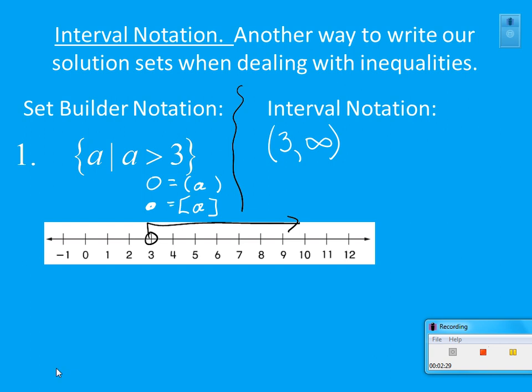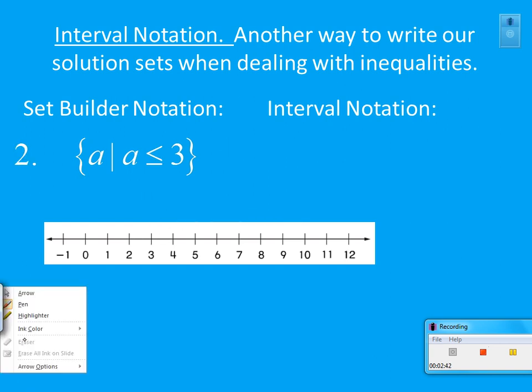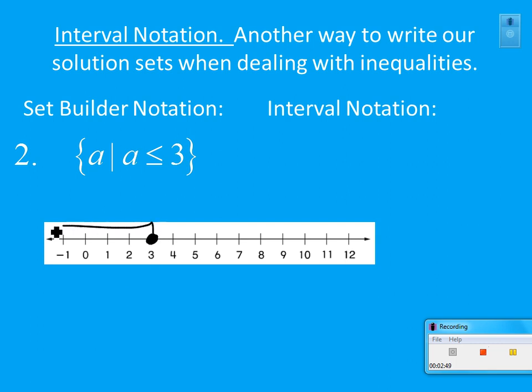Here's your number 2. I got A such that A is less than or equal to 3. So I'd have a closed dot on 3, and I'd have everything to the left. That's what that part looks like. In interval notation, it would look like this. I've got the big time negative numbers out this way, but I'm going to go to the right until I get to 3. Whenever you list interval notation, you always list the least number first.